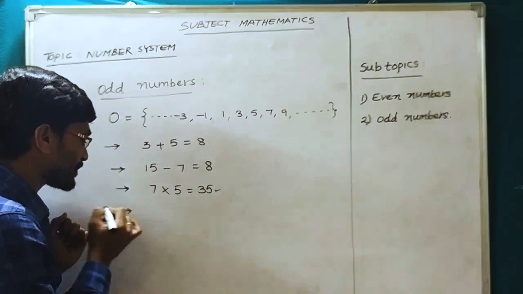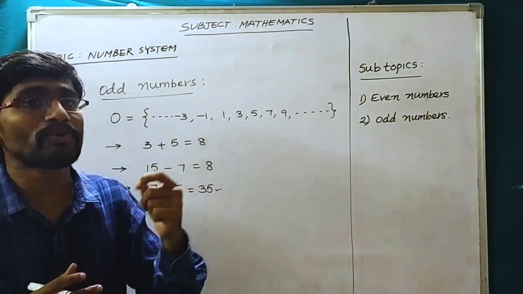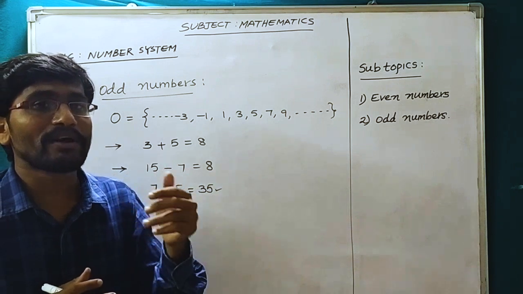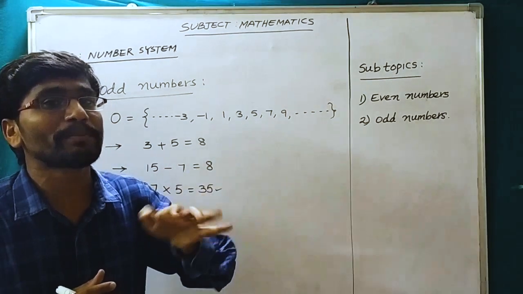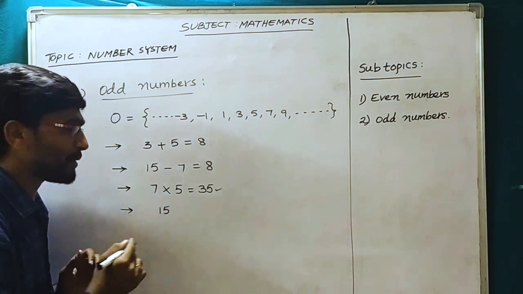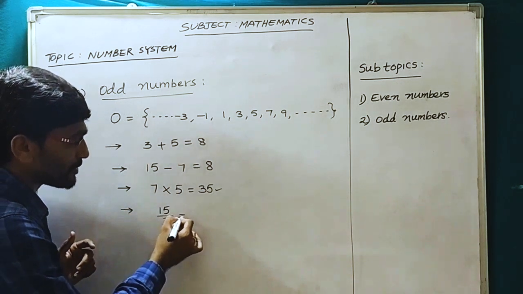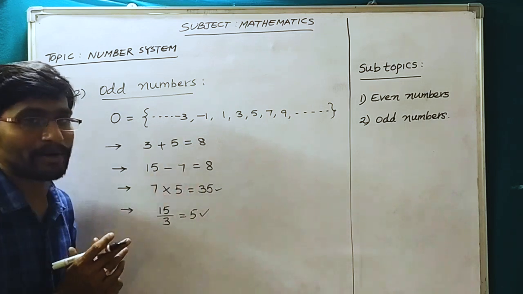Next one is the quotient of any two odd numbers need not be an odd number. Let us consider 15 is one odd number, 3 is an odd number. Quotient of them gives what? 5. 5 is an odd number.